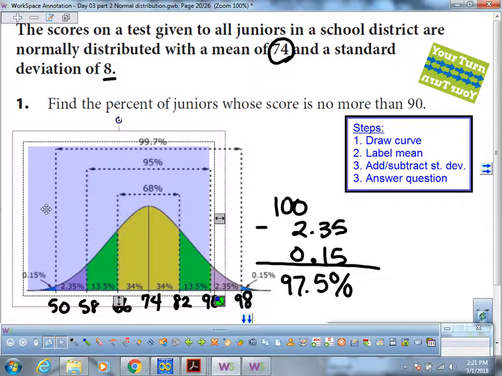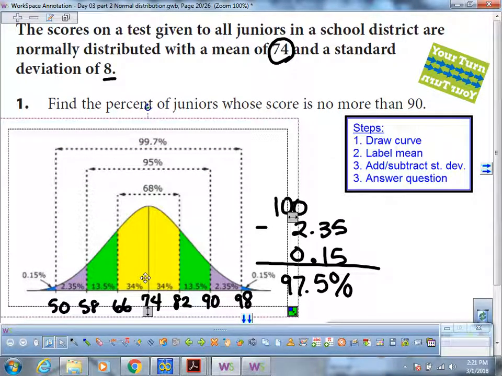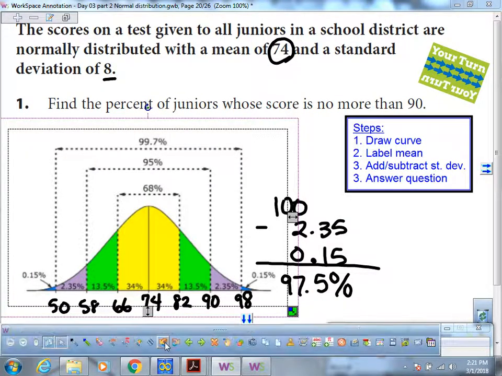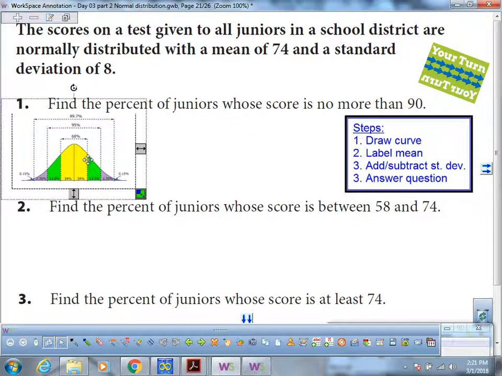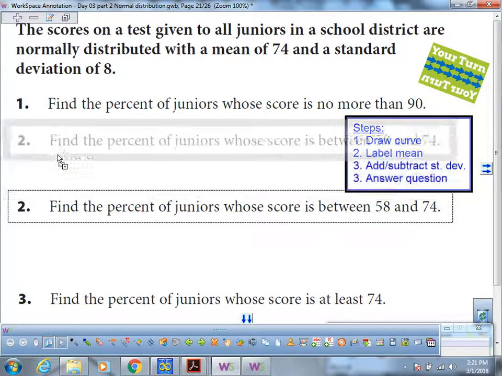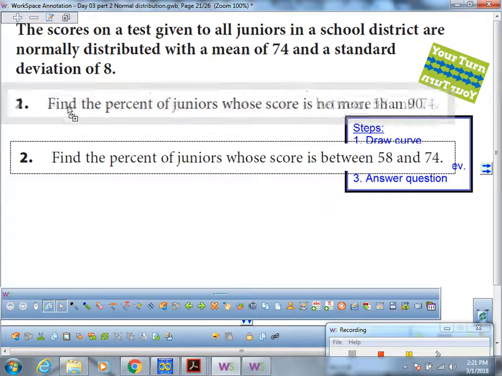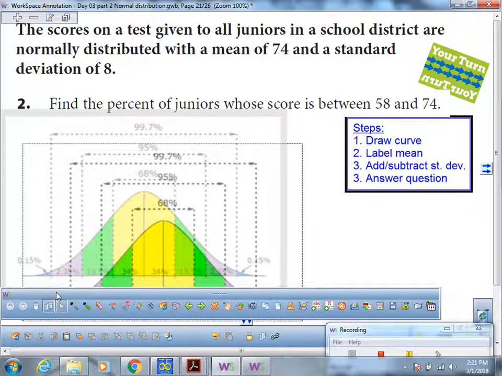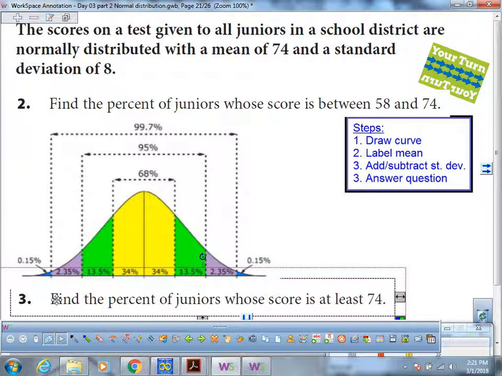So let me take this off, and let me copy this again, and go to the next one. Get rid of that, and bring that to the front. Okay, now here's this one. Put this on your whiteboard. Find the percent of juniors whose score is between 58 and 74.